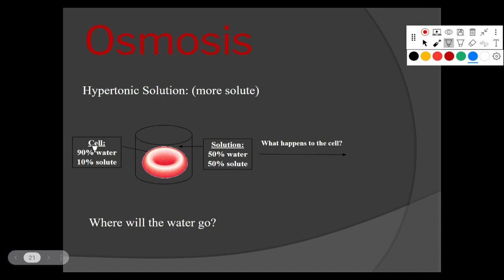But if you put this in here, remember, water is going from where there's a high concentration. So there is more here, 90% water compared to here, 50% water. So water is going to go from high concentration inside the cell to low concentration outside of the cell. Right. So this is why you do not want to drink salt water, because this is what will happen to your cells. Water is going to leave your cells and eventually your cells will kind of shrivel up the way this cell has right here. Right. So where will the water go? The water will leave the cell and come into this solution right here.